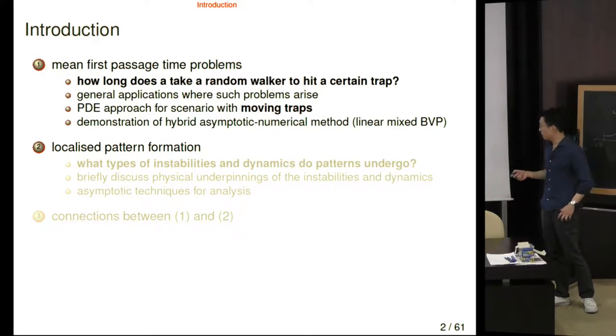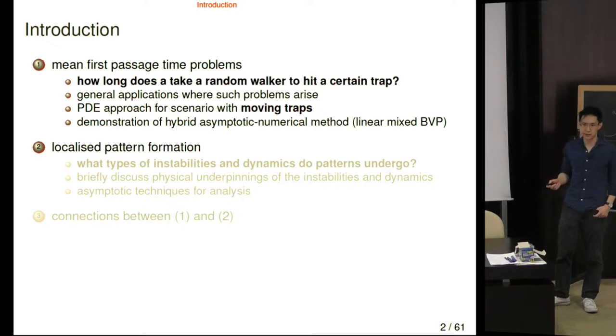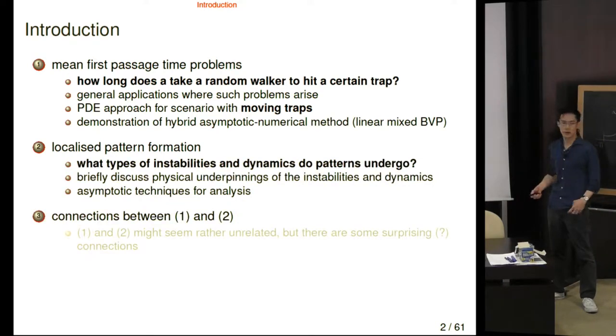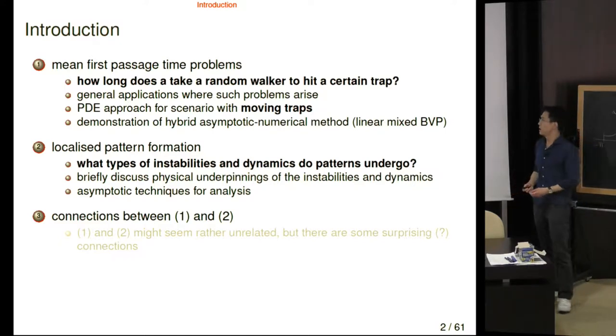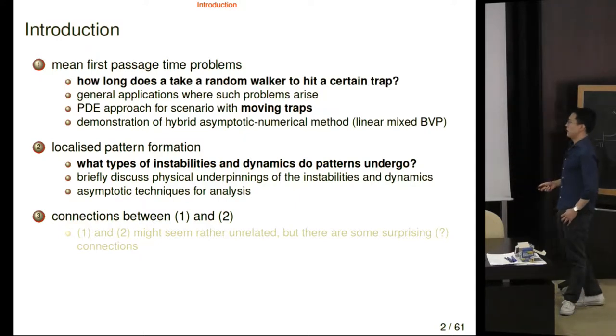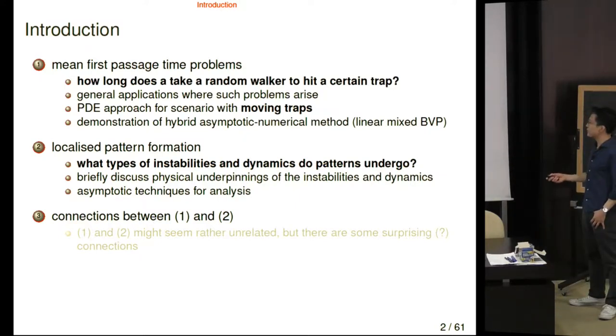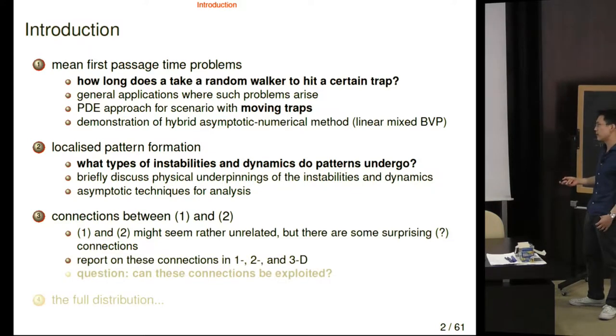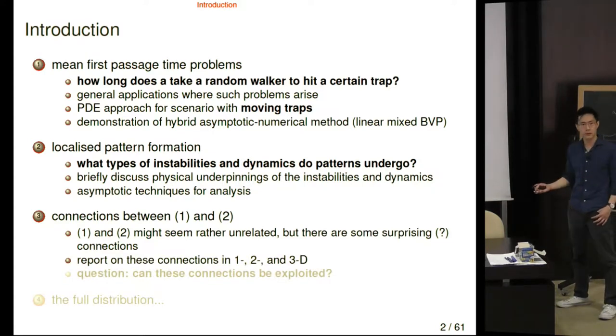With mean first passage times, I'm going to focus more on the case with moving traps. And with localized patterns, I'll talk a little bit about what types of instabilities and dynamics they undergo, so stuff that Theo alluded to. These two problems look very, very different, but I'm going to show how some of the results are very closely related. And I'm going to do this in 1, 2, and 3D.